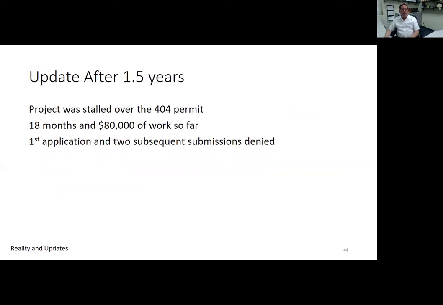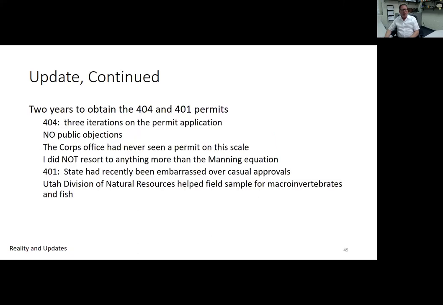After 1.5 years, we were still a little bit stalled, kind of an iterative process going back and forth. Everybody was a little bit unsure of what exactly should be required in the permit. After 2 years, though, a permit was issued. It was interesting that there were no public objections. Not one comment was received from the public. The Corps had not seen an application on this scale before.